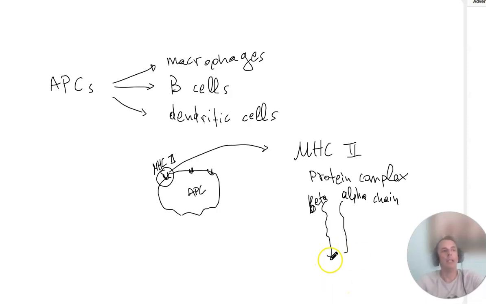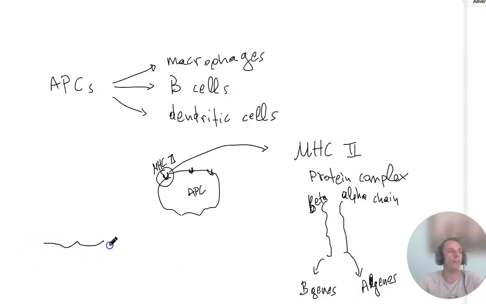That means that each of these chains is encoded by different genes. So beta chains are encoded by beta genes. Alpha chains, of course, are encoded by alpha genes. Now, these genes are found on chromosome number 6. And I'm going to show you now the exact loci of the B and A genes that code for the beta and alpha chains of the MHC molecules.